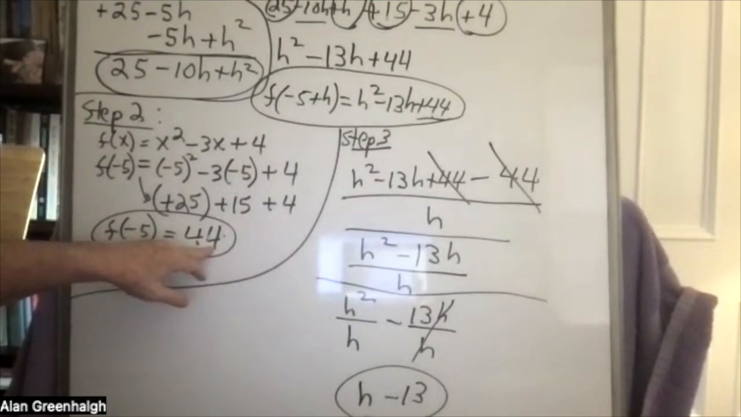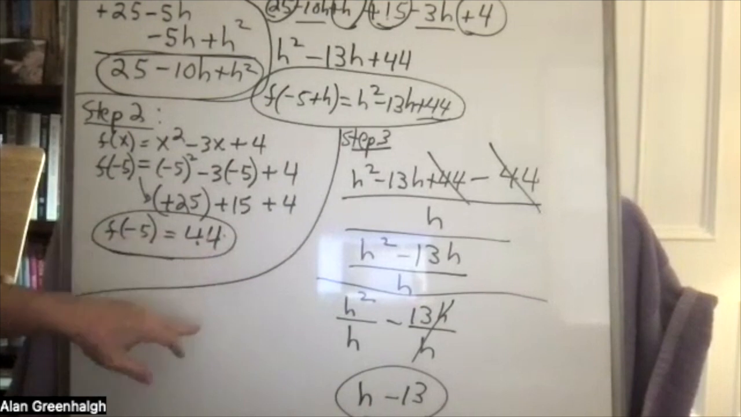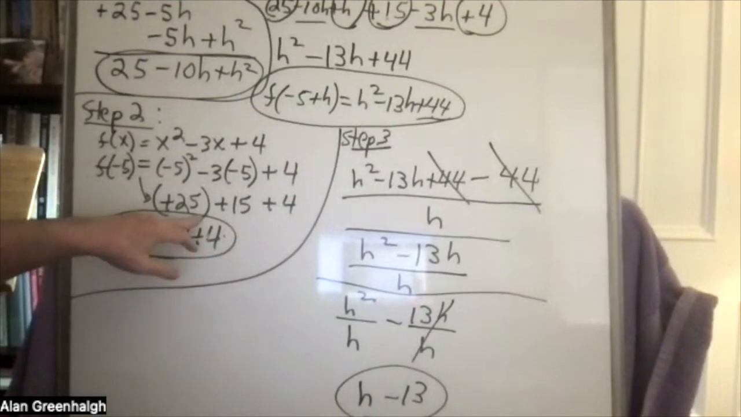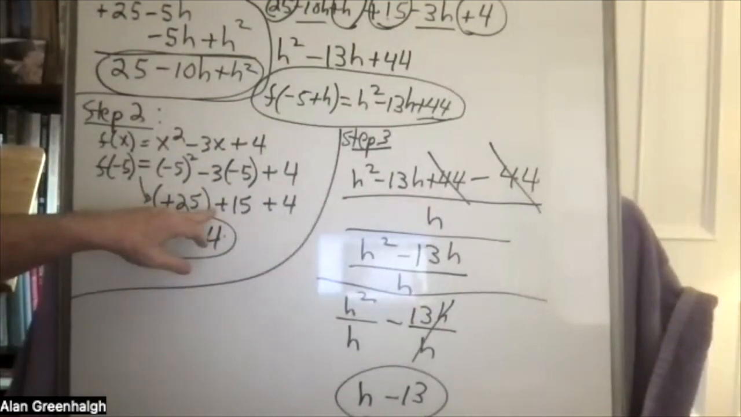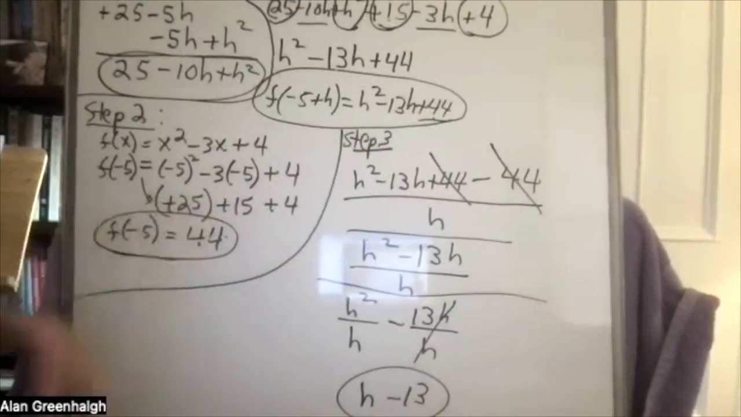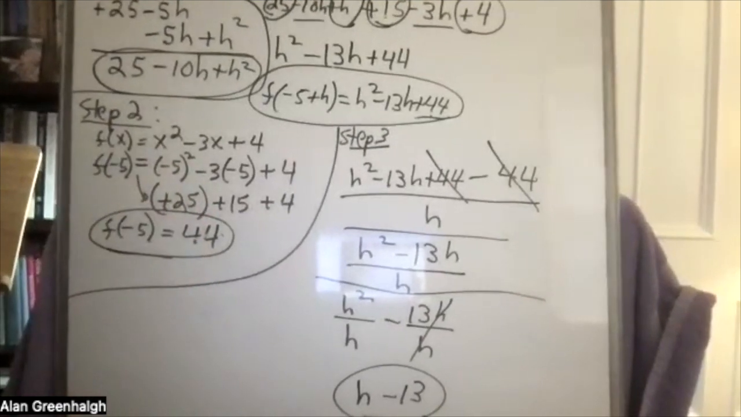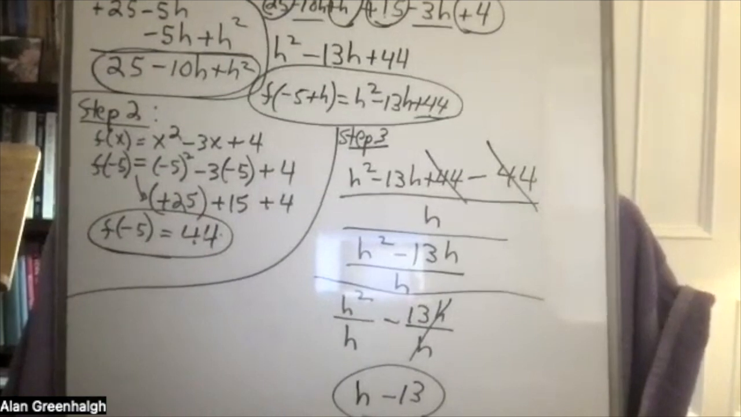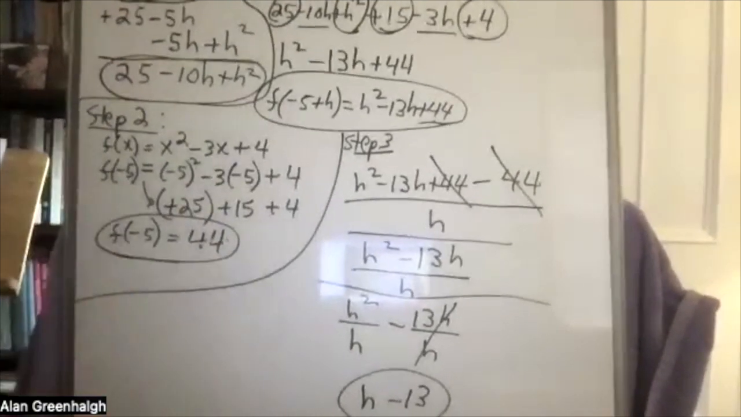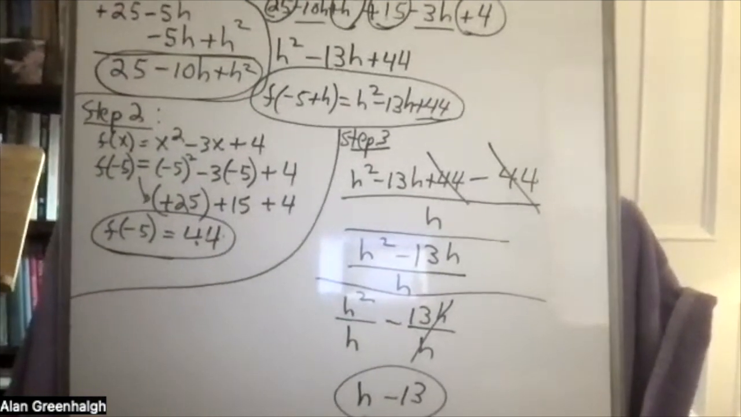I didn't combine 25, 15, and 4. I left them as is, distributed the negative. This way I can cancel out all the numbers at once from part A and part B. Oh, I see. Yeah, that's fine. Okay. That's fine. Creative. Very, very interesting. Very nice.